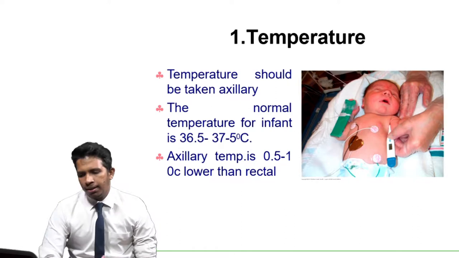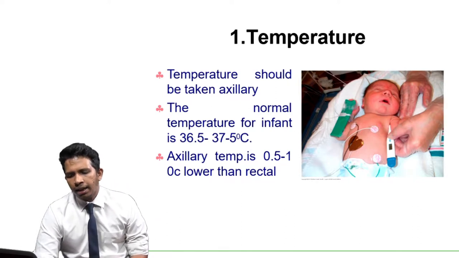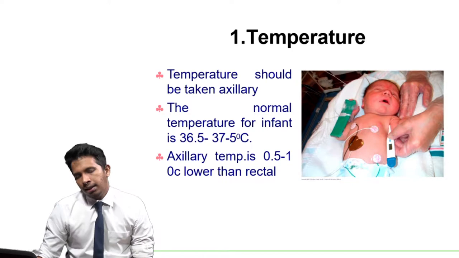How do we measure these? Temperature should be taken axillary. The normal temperature for an infant is 36.5 to 37.5 degrees centigrade. The axillary temperature is 0.5 to 1 degree centigrade lower than the rectal temperature.